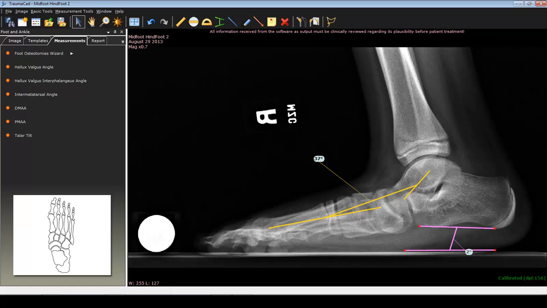Some of this can be caused by a soft tissue contracture, which is commonly seen in this deformity, which is known as an equinus position. And I will also show you how you can use this program to determine what kind of soft tissue correction you may encounter in the operating room. And that's where this program is best utilized.